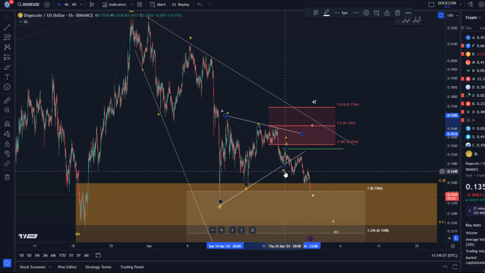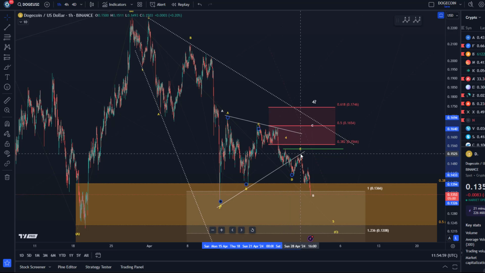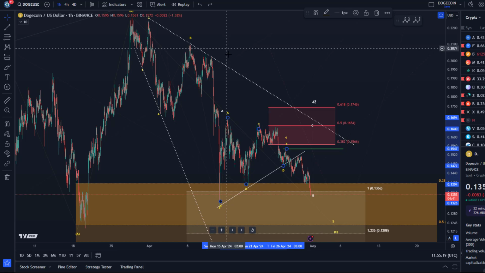To be fair, we could even say that this was the D wave and this was the E wave, but it doesn't make a great difference. Okay, so this is a bit unclear to me. I mean, you could even technically count this low on the 21st of April as the D wave and this as the E wave. But honestly, that doesn't make a great difference anyway. We won't know for sure anyway.